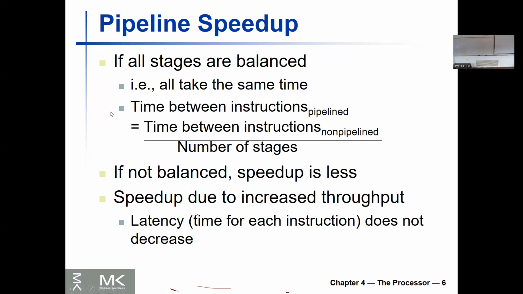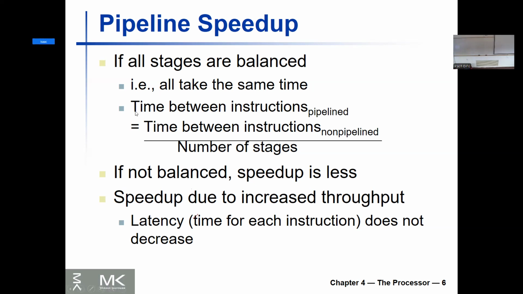Now, pipeline speedup, if all stages are balanced, i.e. all take the same amount of time. Imagine if it wasn't like that, imagine if some were 100 and some 200. But if all of them were 200, that's what we just had. If in reality every single stage took the same amount of time, then there would be no advantage to single cycle, even for one command.